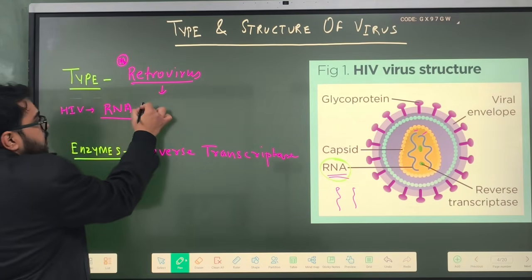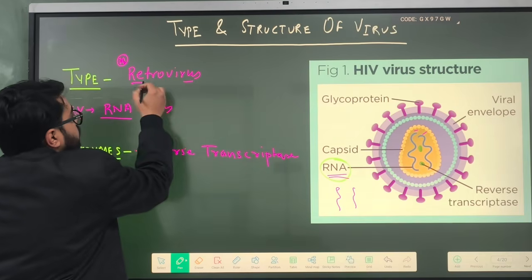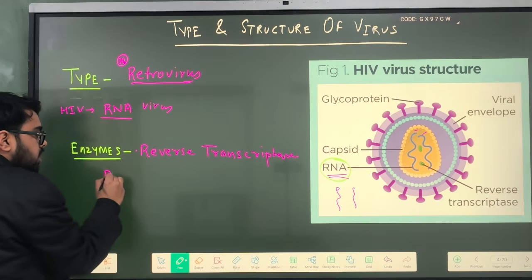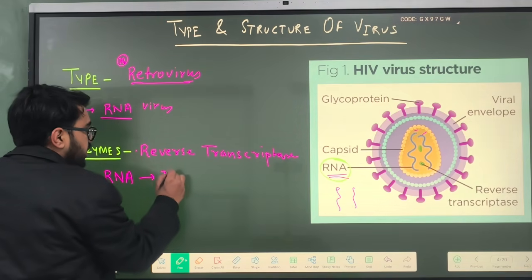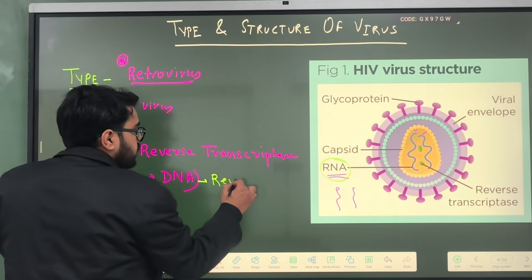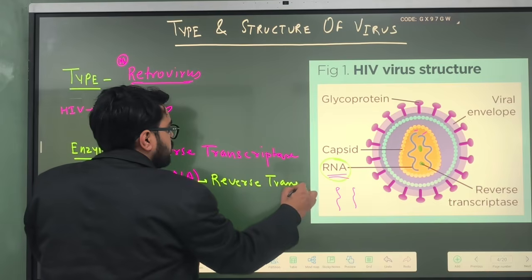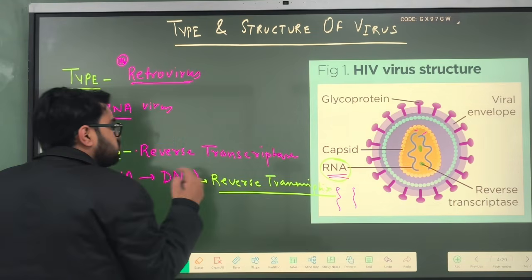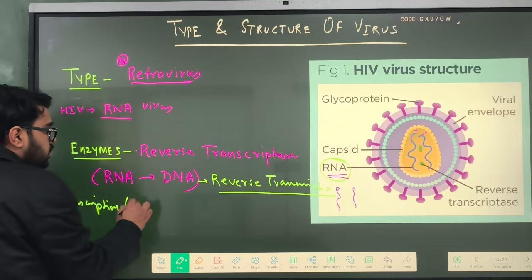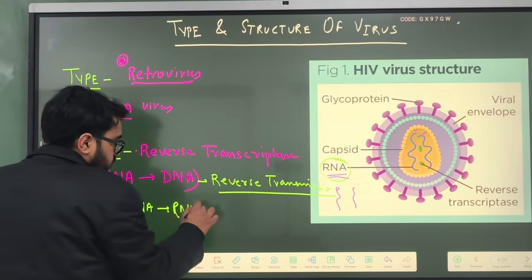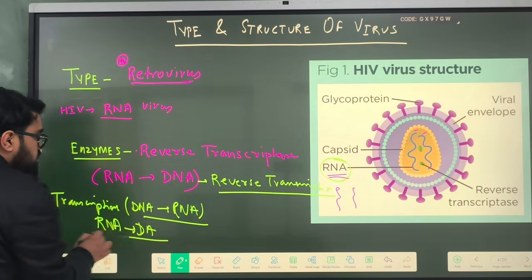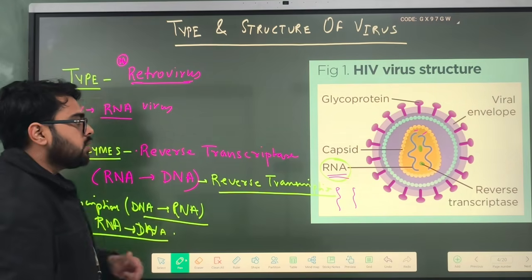Now this HIV is an RNA virus, and the reverse transcriptase present in this virus, this enzyme, actually converts the RNA into DNA by the process known as reverse transcription. I think you know what transcription is. We know that transcription is DNA to RNA. But reverse transcription is RNA to DNA. So this work is done by the enzyme reverse transcriptase.